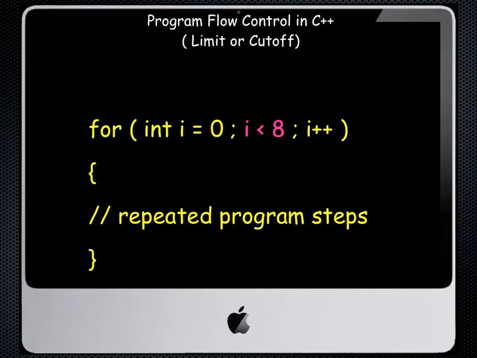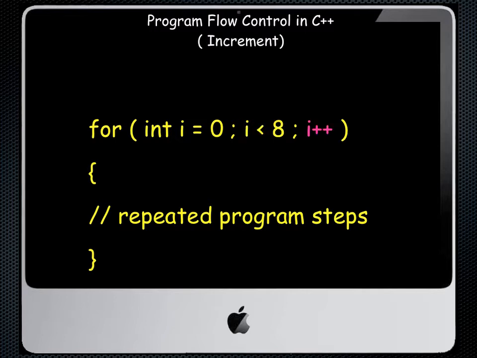The next thing we do is we establish the upper limit for the value of i. You'll notice it says i < 8. In other words, this for loop will operate as long as the value for the counter variable i is less than 8. Next, we have the increment.